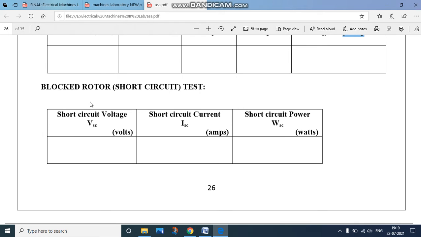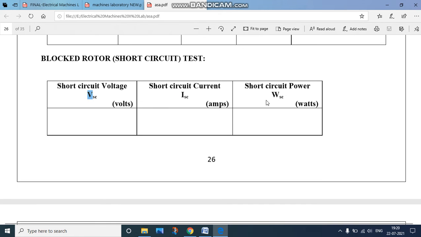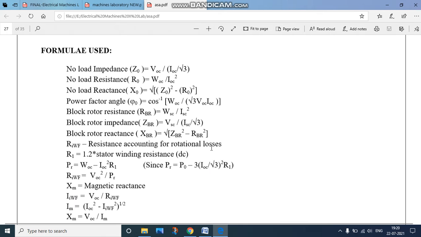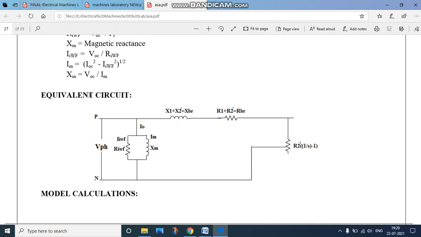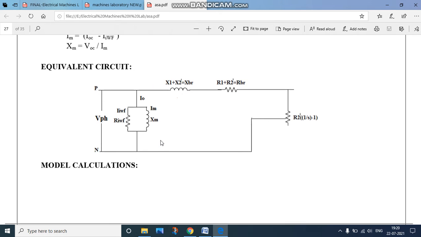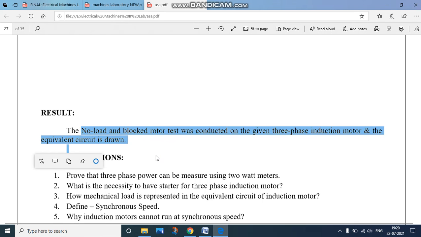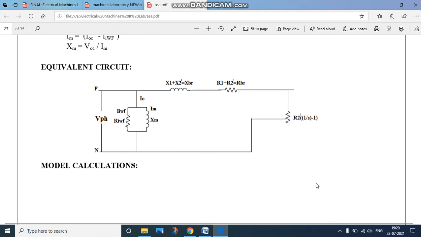This is the block rotor test. We have to vary the voltage up to the rated current. After obtaining rated current, we have to take only one reading of corresponding voltage and corresponding power. Then by using those values we can get the impedance, resistance and reactance values for both the no load and block rotor tests, and by using these formulas we can find the equivalent circuit. Thus the no load and block rotor test was conducted on the three-phase induction motor, and the equivalent circuit is drawn. Thank you.